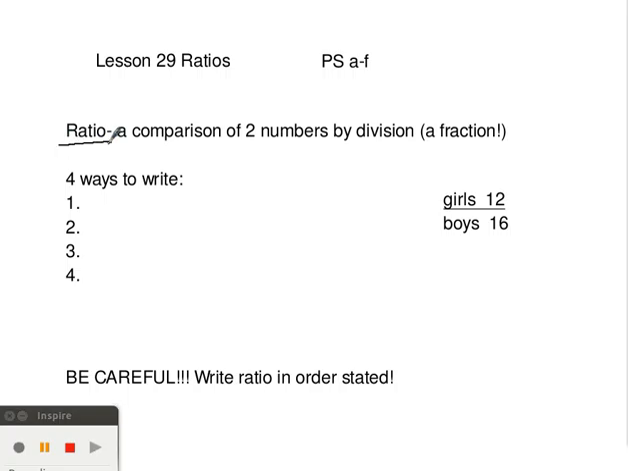If I told you in a class there were 12 girls and 16 boys, that would reduce to 3/4. So the first way you can write a ratio is as a fraction, and it would be 3 to 4, and that's how you read it, even though it says 3 divided by 4. You could write it as a decimal, and you all know that 3/4 is 0.75. If you didn't, divide your numerator by your denominator.